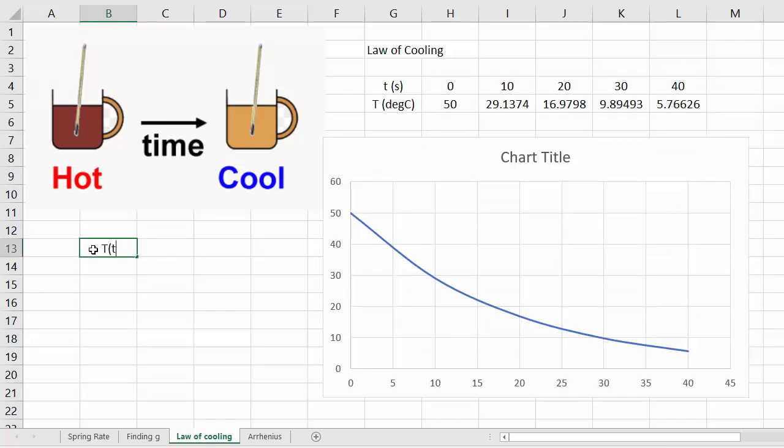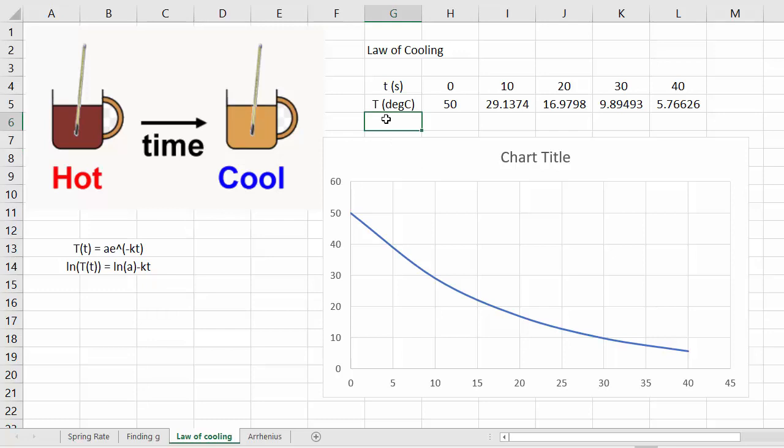So the temperature at time t is equal to a constant times e to the power of minus kt. The e to the minus kt suggests we take natural logarithms of both sides. So what we'll get is the log of T is equal to log of a minus kt. So now we need to plot the log of the temperature against t.